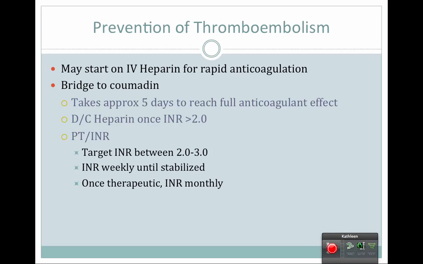We start heparin and Coumadin at the same time, and the goal is to have the INR be greater than 2.0 before we discontinue the heparin. The target INR is between 2 and 3. INR weekly until stabilized in the outpatient setting, and once therapeutic, INR monthly.